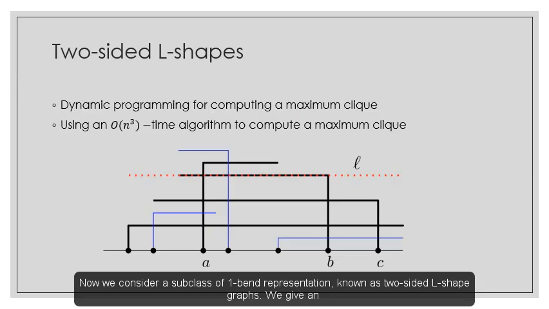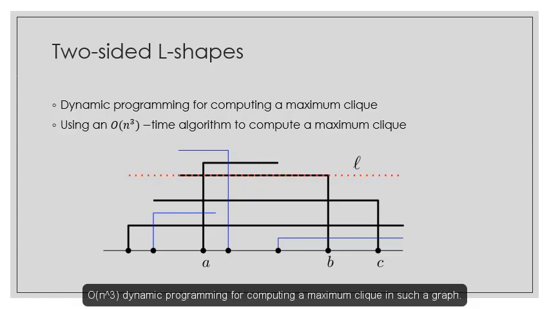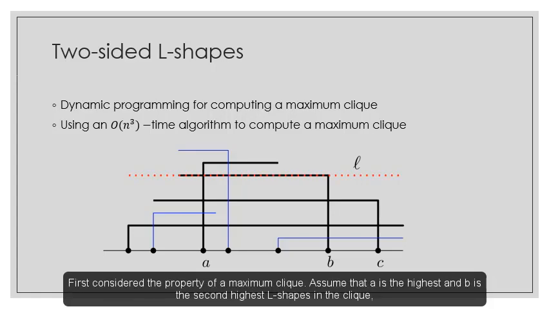Now we consider a subclass of one-bend presentation known as two-sided L-shaped graphs. We're given an order n cube dynamic programming algorithm for computing a maximum clique in such graphs. First, consider the property of a maximum clique.